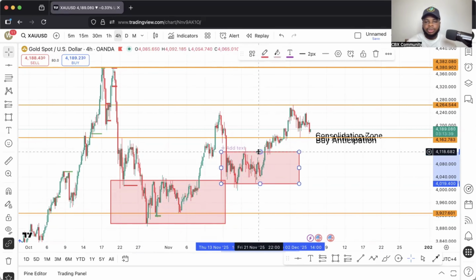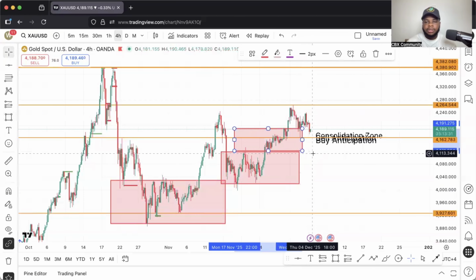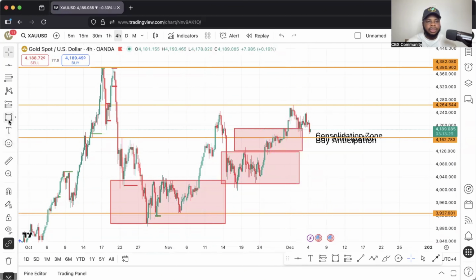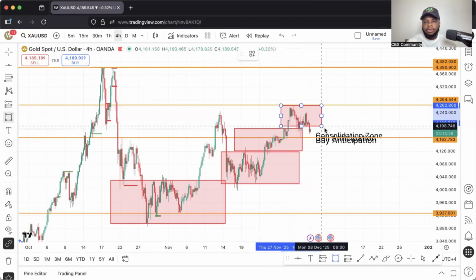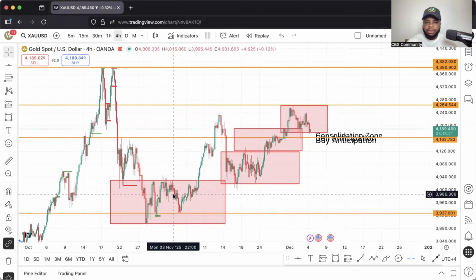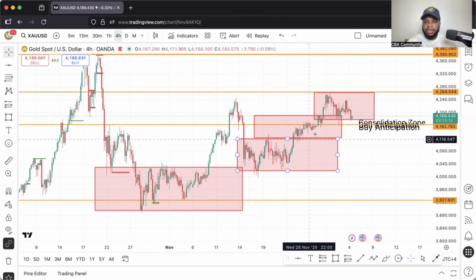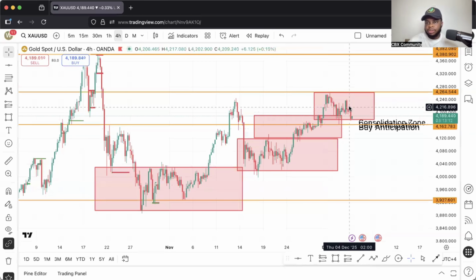So we have a consolidation zone over here, and another over here. We also have a consolidation zone over here. The market structure is just printing side by side. So we have a consolidation zone over here, over here, over here, and over here. Looking at the formation of the market structure, the 4 hours market structure is consolidating.